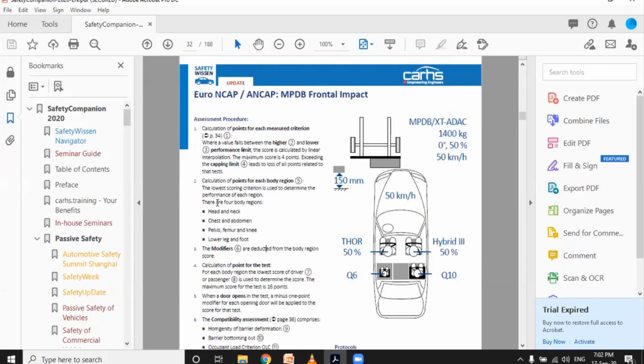So these are the regions, points for each mode. These are the regions they are looking at: head and neck, chest and abdomen, pelvis, femur and knee, lower leg and foot. That's it. Now this is even more exhausting. It's very difficult to maintain everything at the same time, and it's very challenging.